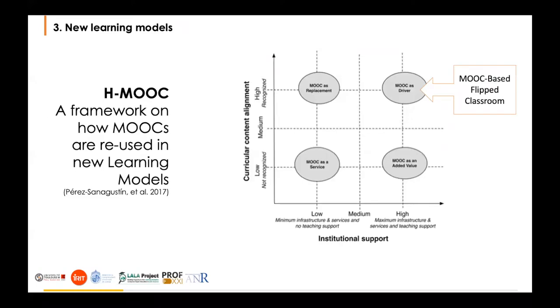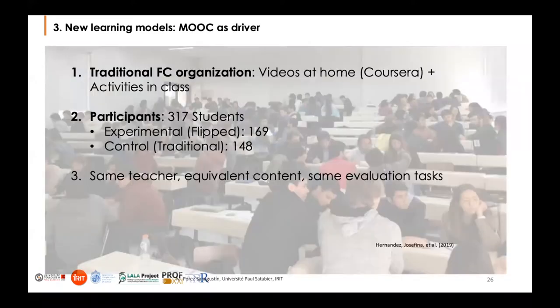So what we did, there was a course in management about how you can create good enterprises and how you can manage enterprises and so on, that usually was done as a traditional course, right? With face-to-face classroom activity, practical activities, discussion activities, et cetera. But the teacher had done two MOOCs on Coursera. So he wanted to reuse these MOOCs for flipping the classroom. And we did that as follows.